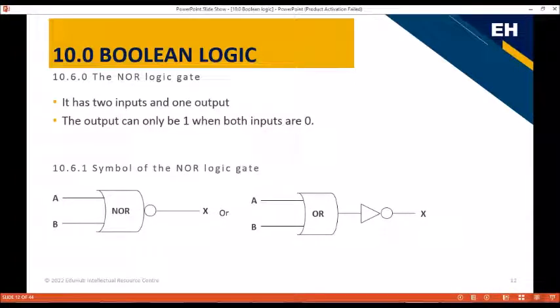The fifth logic gate we shall be learning is the NOR logic gate, and the characteristics are as follows. It has two inputs and one output. The output can only be 1 when both inputs are 0.